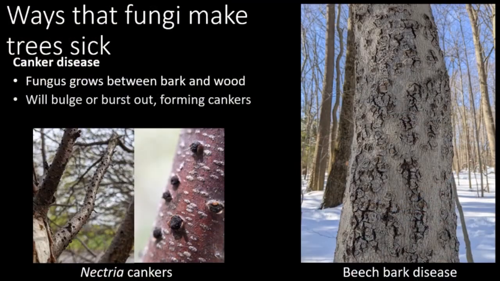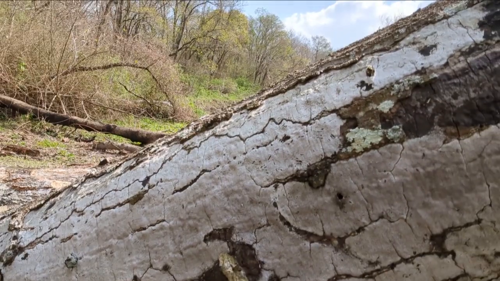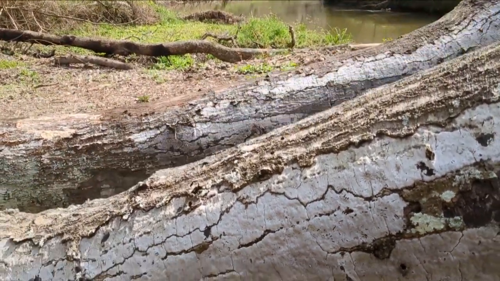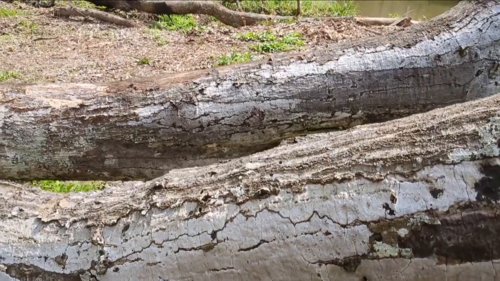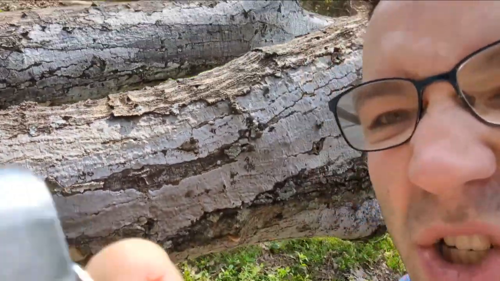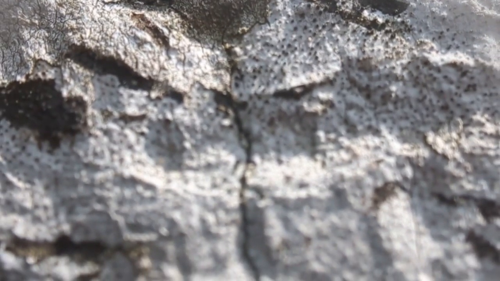But I want to show you an example here of a canker disease, a fungus that grows underneath the bark. Now this is what we call a hypoxylon canker. And although you can't see here, if I zoom in, you'll notice a bunch of little structures. Tiny little black dots where the fungus makes its spores.